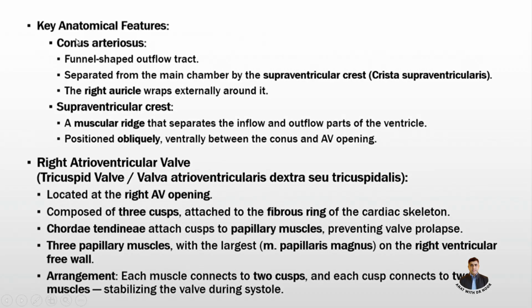Key anatomical features. Conus arteriosus. It is a funnel-shaped outflow tract. It is separated from the main chamber by the supraventricular crest. The right auricle wraps externally around it. Supraventricular crest. It is a muscular ridge that separates the inflow and outflow of the ventricle. It is positioned obliquely ventrally between the conus and the AV opening.